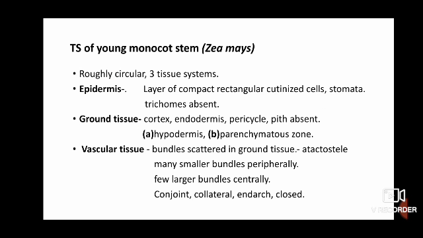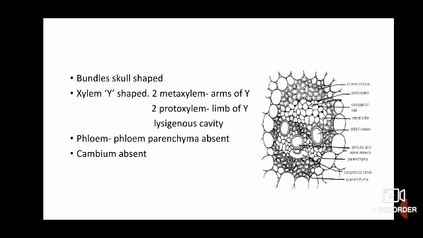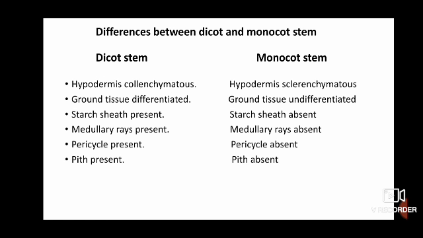So this is the explanation of the monocot stem which I already told you. You can have a closer look at the skull shaped monocot bundle. Xylem is Y shaped, two metaxylem arms of the Y and two protoxylem in the limb of the Y, and then a lysigenous cavity or a water containing cavity. And phloem is found in between the two metaxylem elements. Now coming to the differences between the dicot and monocot stem.